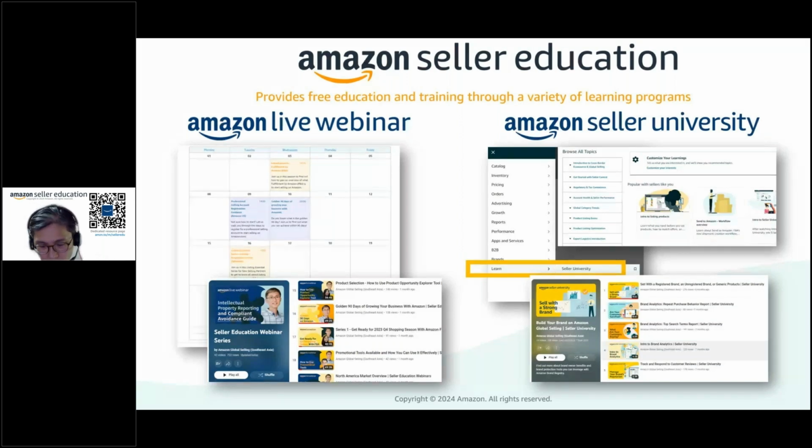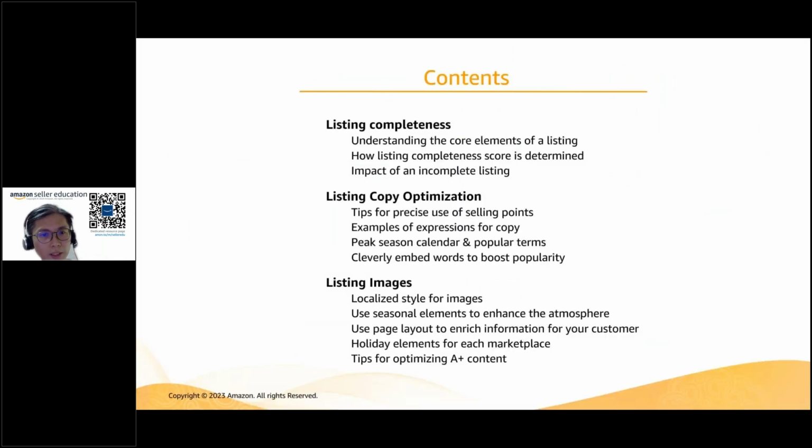Okay, this is what we're going to cover today. The three main things: the listing completeness, the copy optimization, and what are the things that you can do to your images.